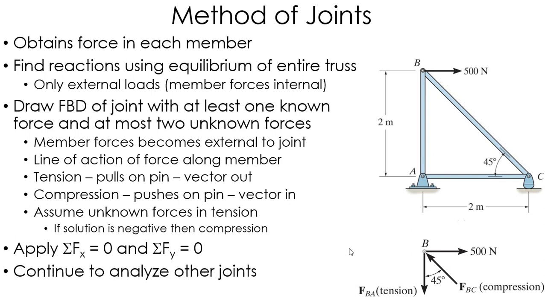Okay. Once I finish that, I move on to the next joint. I look for a joint that has at least one known force and no more than two unknown forces. And I draw a free body diagram at that joint, and I move piece by piece through the truss to solve each force in the truss.